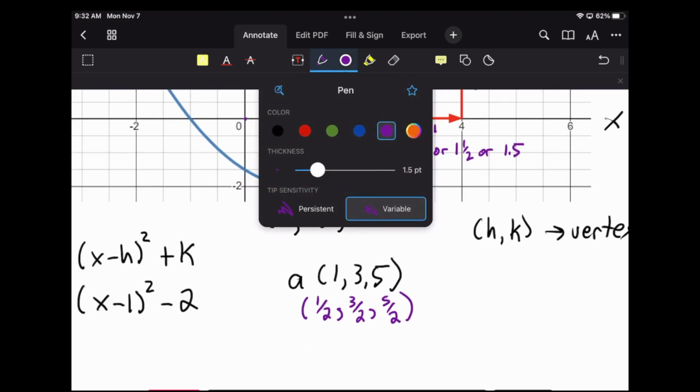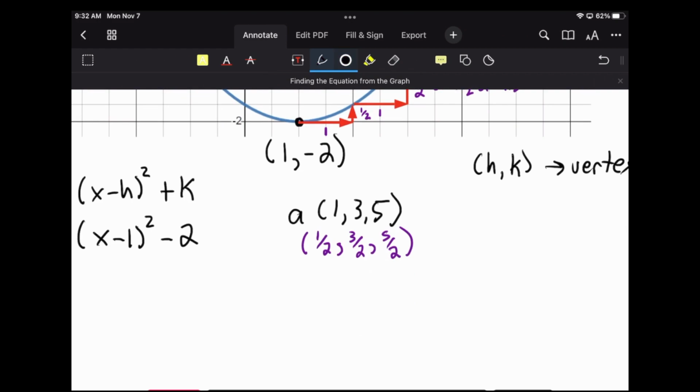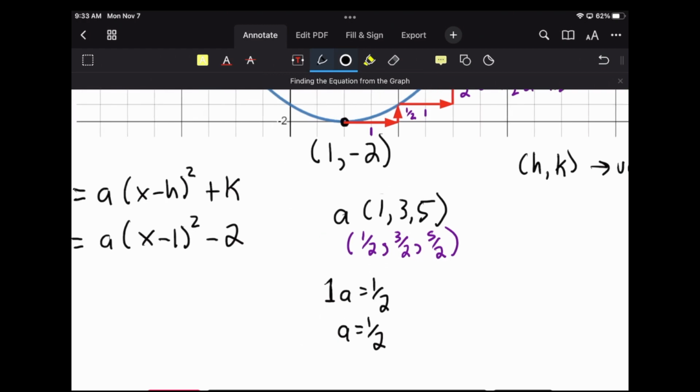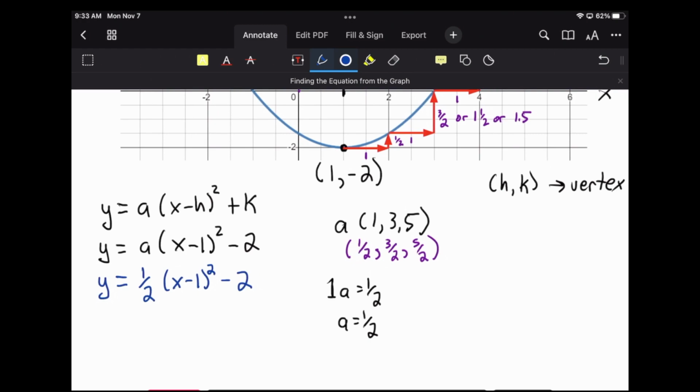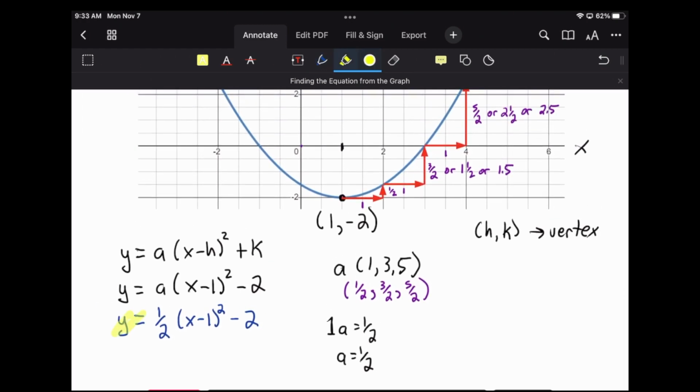I'm not going to do 3 calculations this time, but I am still going to use 1. We're going to notice here that a times 1 equals half. So 1 times a equals half. a equals half. You can repeat the calculation again like we did in the previous example to prove to yourself and make sure you understand. But I'm going to go straight to the answer. We're going to say that y equals half (x minus 1) squared minus 2. Once again, if you want to check with Desmos really quick, you can toss our equation in there and make sure that the graph that is produced is the same as the graph you're seeing on the screen here.